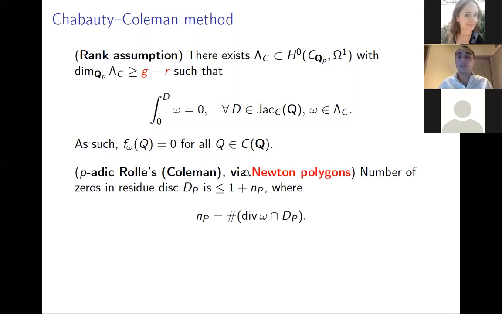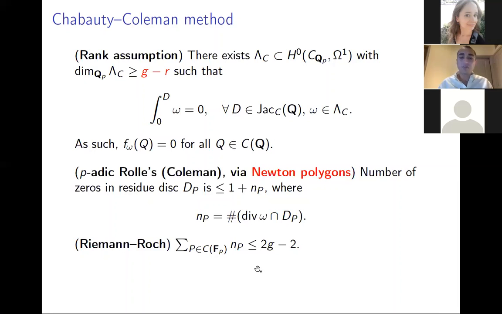And this can be done using Newton polygons. We have this p-adic Rolle's theorem of Coleman, which says that the number of zeros in a residue disk, or you should think of this as a p-adic disk, is at most 1 plus n_P, where n_P is the number of zeros of this one-form in the disk. In other words, what this is saying is that the number of zeros of an integral is at most 1 plus the number of zeros of the derivative. So kind of a Rolle's theorem type thing.